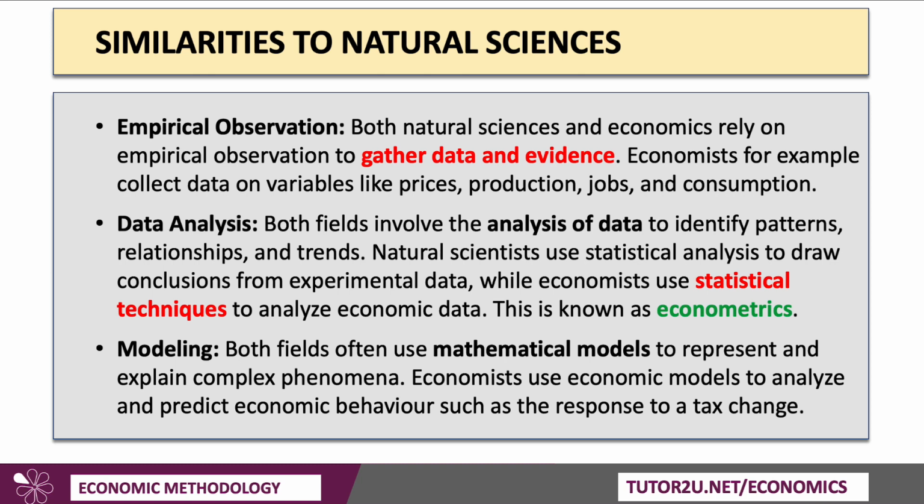Now, there are some similarities to natural sciences such as physics and chemistry. Both natural sciences and economics rely heavily on empirical observation. What that means is you go out into the field and you try to gather data and evidence. So economists might be getting data on prices for the consumer price index, which then feeds into the inflation number. We need some data on production, such as new house building, what's happening in the labour market, how many people have a job, what are people spending their money on, are they spending online or are they spending in stores, for example.